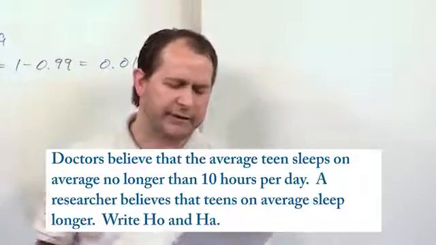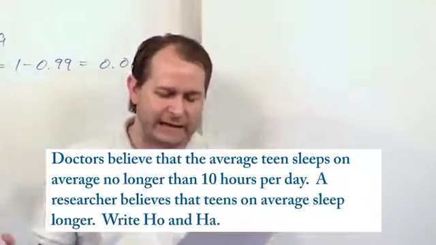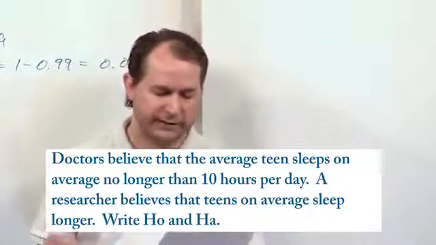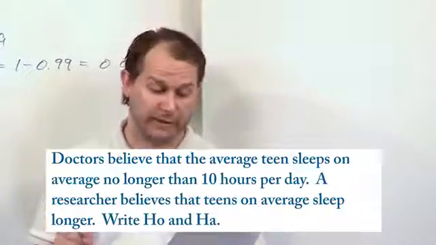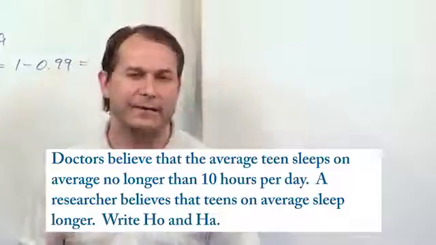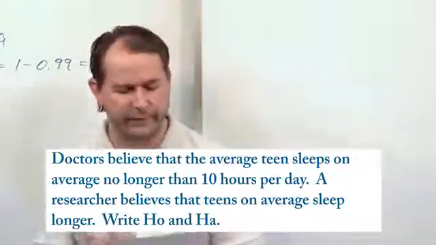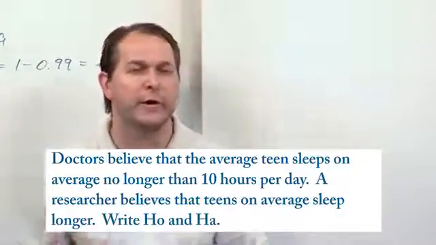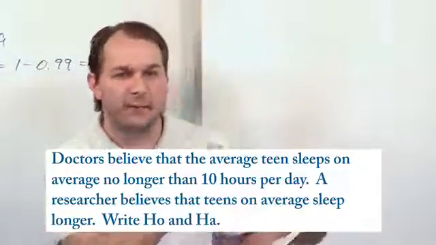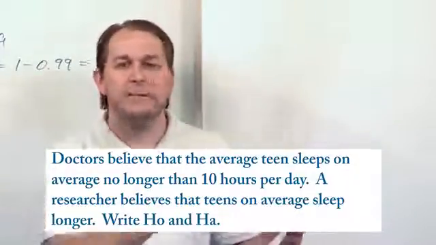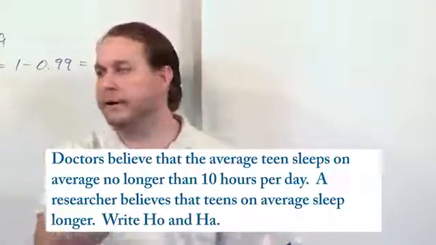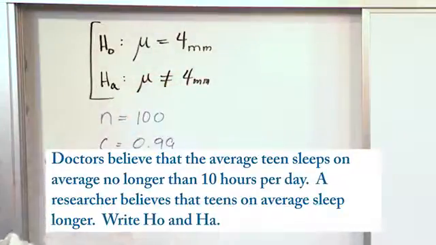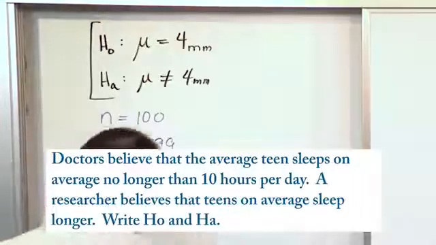The next one: doctors believe that the average teen sleeps no longer than 10 hours per day. A researcher believes that teens on average sleep longer than this. We want to write down the null and the alternate hypothesis. The difference in this case is that the wording is very different. Doctors believe that the average teen sleeps no longer. That means they might sleep 1 hour, 2 hours, 3, 4, 5 hours, but as soon as you get to 10 hours, no longer than 10 hours means no longer than that. So this is clearly not a case of equals or not equals, because the wording of the problem is telling us no longer than 10 hours.